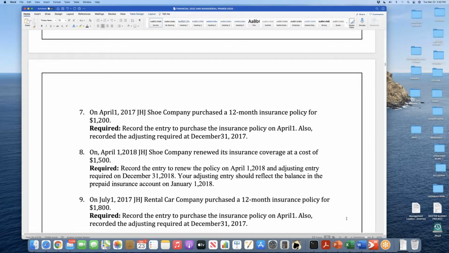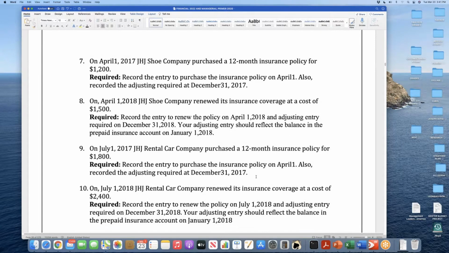So the first thing I'm gonna do is make an entry doing what? Debiting what? Prepaid insurance, and credit cash for what? For 150. No.